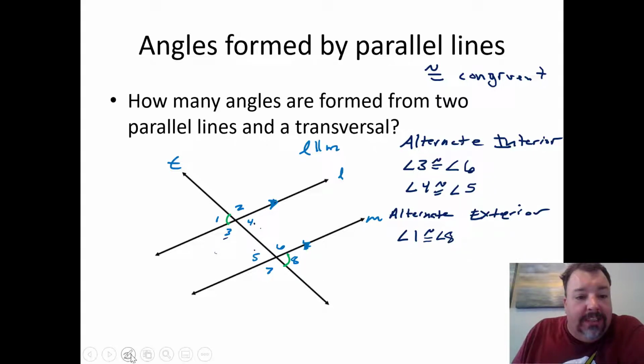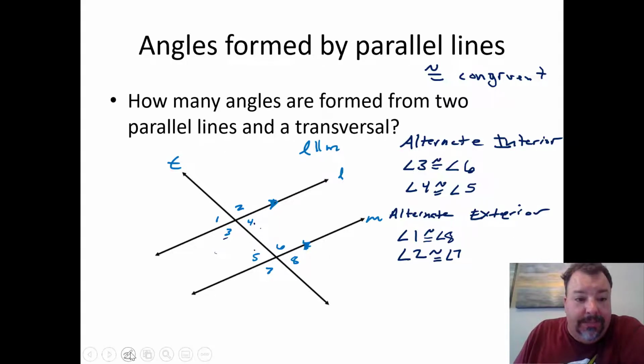What's another alternate exterior angle? Another angle on the outside would be angle 2. And we have to go across the transversal, but it's not angle 1, it's going to be angle 7. Angle 2 and angle 7 are alternate exterior angles. So that's our second relationship.